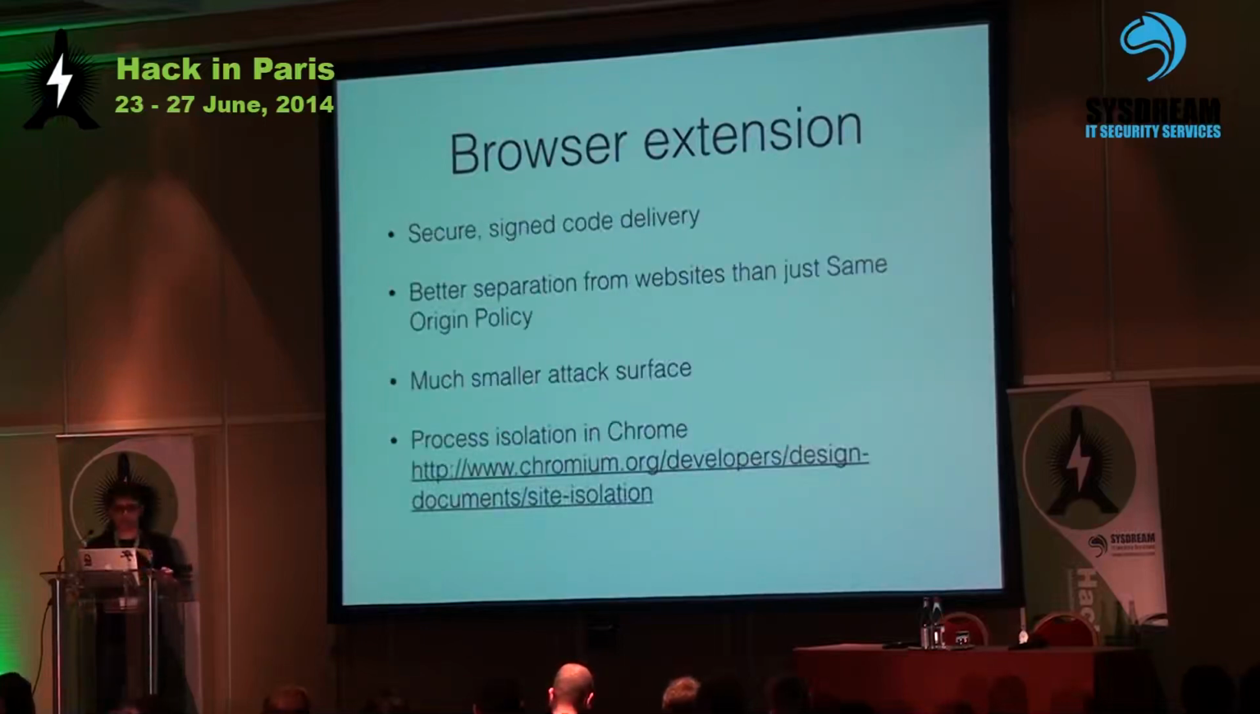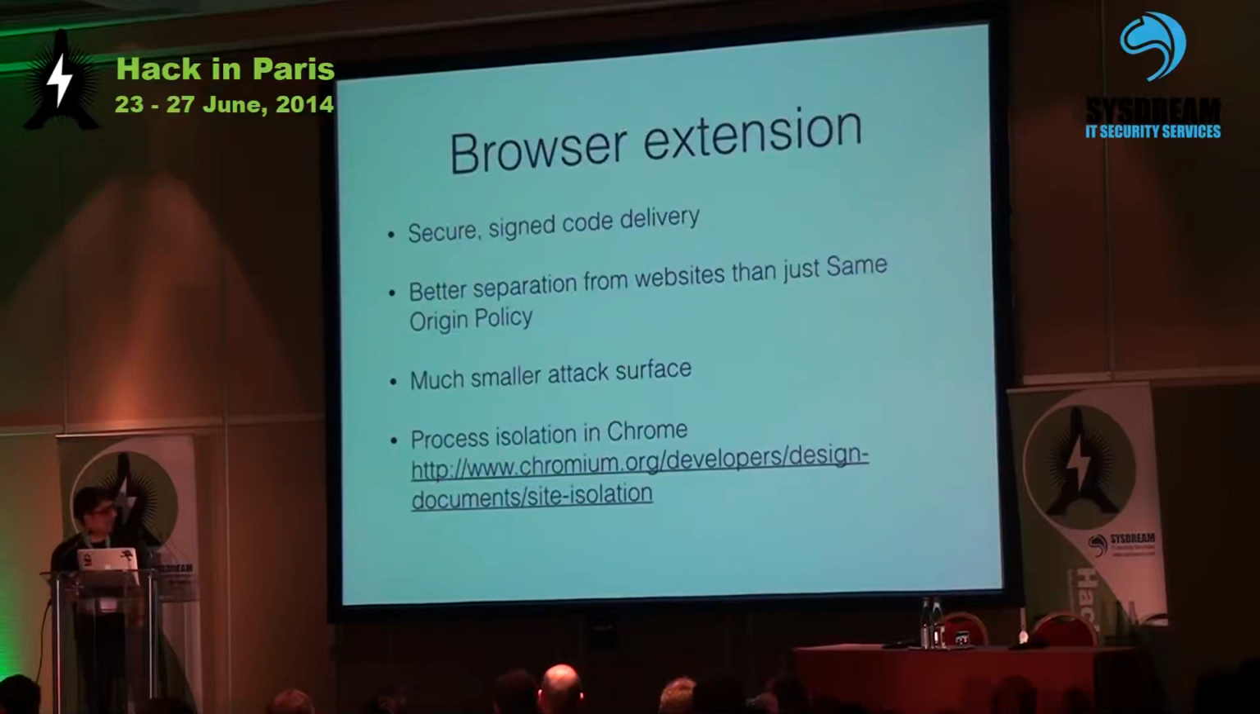With browser extensions, you get secure and signed code delivery from a lot of web stores, let's say. Well, unless you want to install the extensions manually by ignoring the warnings that the browsers give you. You have way better separation from other websites, so basically from other arbitrary code that can trigger an exploit on your browser, than just a thin layer of same origin policy. You get a much smaller attack surface because you only care about the inputs to your application, and that's your attack surface here. And also in Chrome, it's not perfect, but you get process isolation. So you have a guarantee that your extension will run at least in a separate, operating system level process.